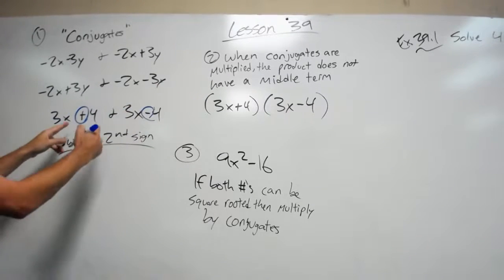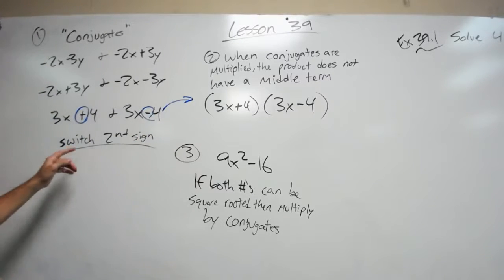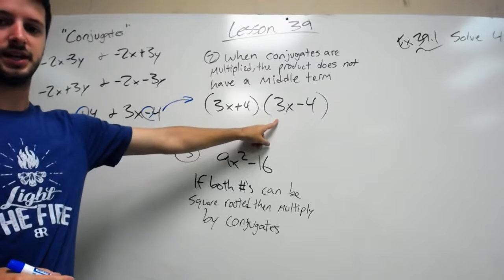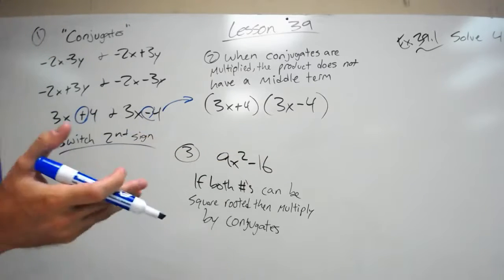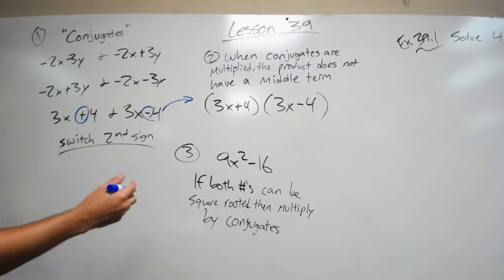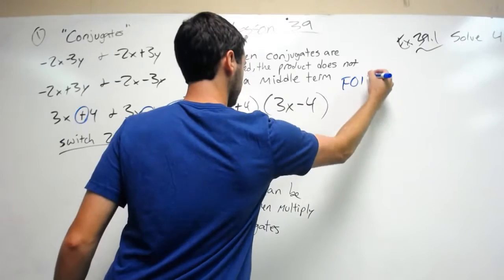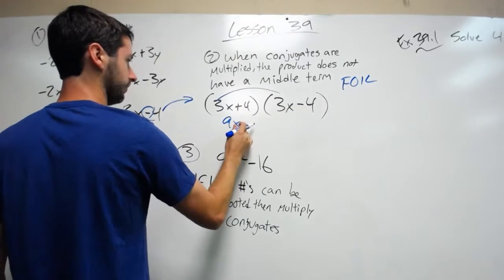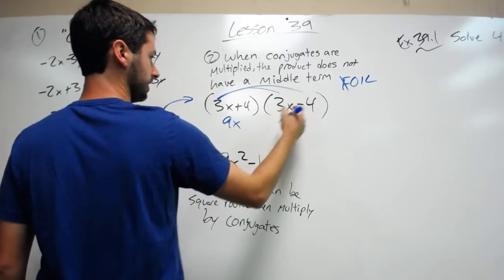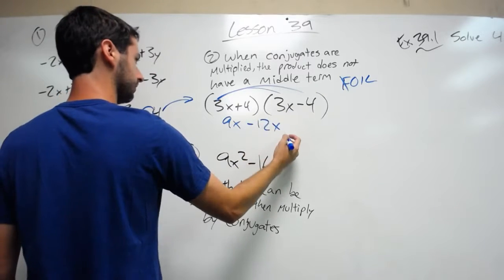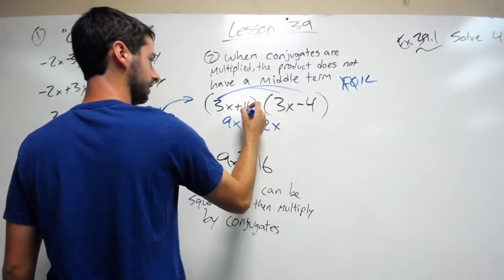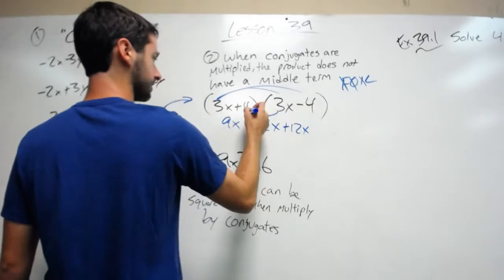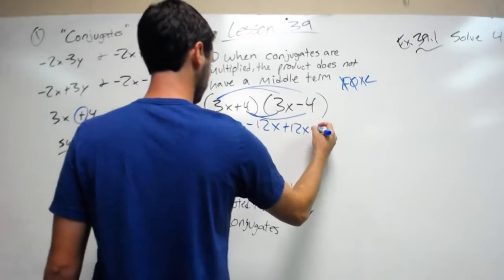So say we have these conjugates, 3x plus 4 and 3x minus 4. Well, what it's saying is the product does not have a middle term. To find the product of these, we FOIL, right? F-O-I-L. First is 3x times 3x, that's 9x squared. Outside, 3x times negative 4 is negative 12x. Inside is 4 times 3x, plus 12x. Last, 4 times negative 4, minus 16.